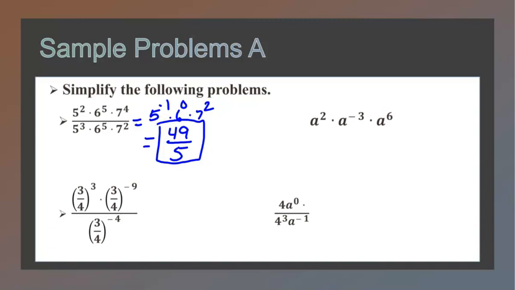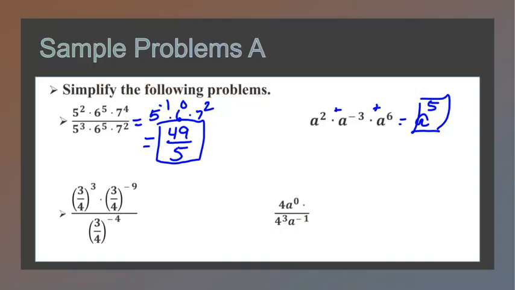Next, a squared times a to the negative 3rd times a to the 6th. When I multiply like bases, I add the exponents. So 2 plus a negative 3 is negative 1. Negative 1 plus 6 is 5, so it would be a to the 5th power.